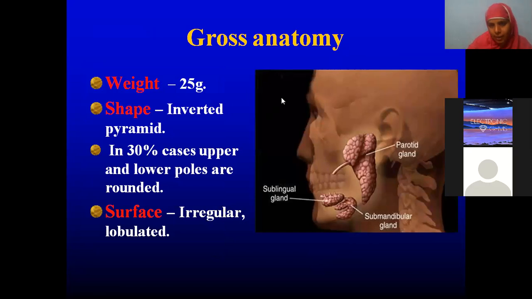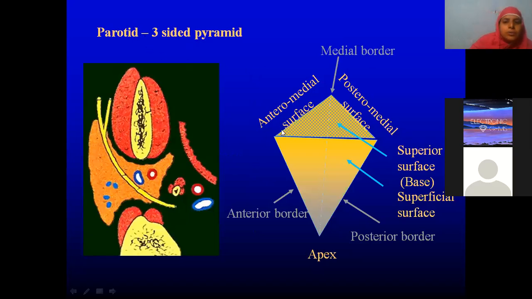This is base, and here we have the apex. So the parotid gland is a three-sided pyramid. We have anteromedial surface, posteromedial surface. It has anterior border, posterior border, and this midline border is the medial border. The surface you see just below the skin is the superficial surface. You got an idea? The surface which is above, we can call base or superior surface. Better than this picture, I told you clearly how that is.